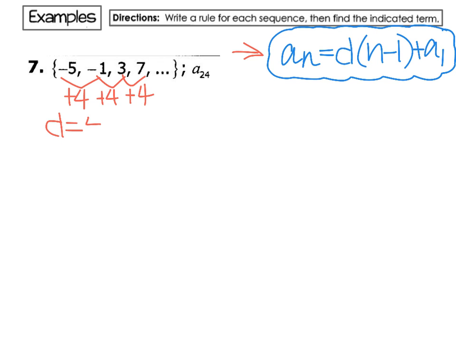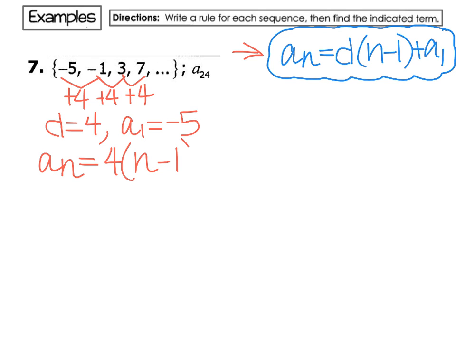So D equals 4. We need to know our first term, so A sub 1, or our first term, is -5. And now we can write a rule for this sequence. All we need is the common difference and the first term. So we say A sub n equals our common difference, which we know is 4, times n minus 1, plus our first term, which we know is -5.